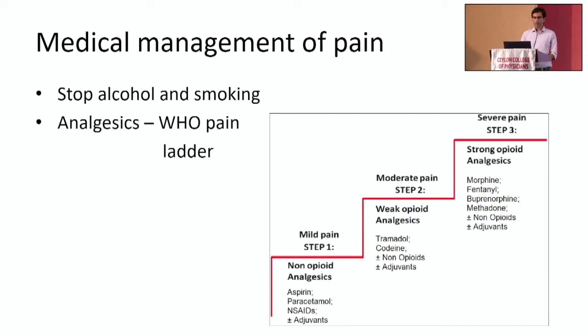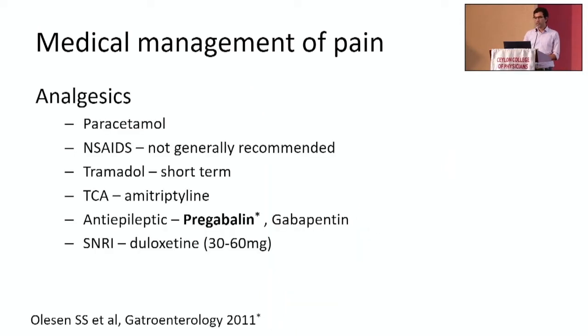For medical management of pain, stopping smoking and alcohol is of great importance, as I previously mentioned, and for the use of analgesics, the guidelines recommend using the WHO pain ladder to guide your management. Initially, the patients can be started on paracetamol combined with adjuvant analgesics. The adjuvant analgesics are drugs which were developed for other indications, but subsequently found to have an effect on neuropathy, especially neuropathic pain.